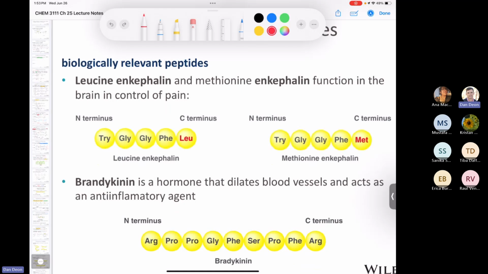For leucine enkephalin, it's a leucine, and for methionine enkephalin, it's a methionine, but these two compounds have very different functions, okay? They both function in the control of pain in the brain, but you see how they just differ in one residue here.